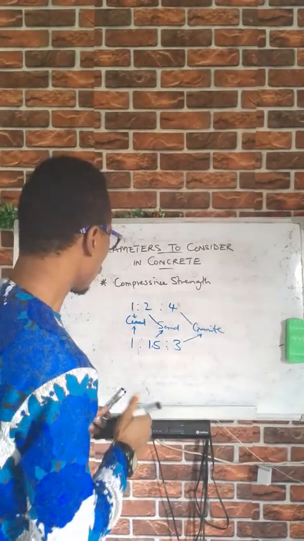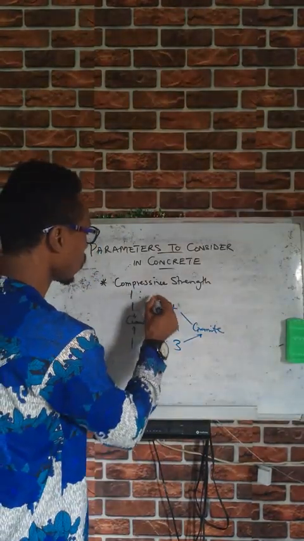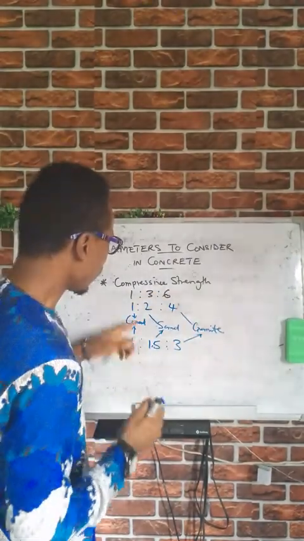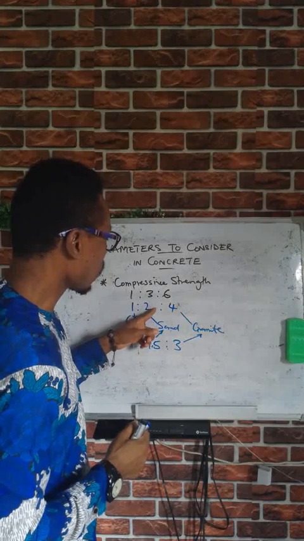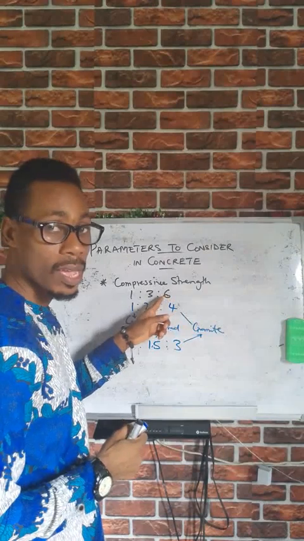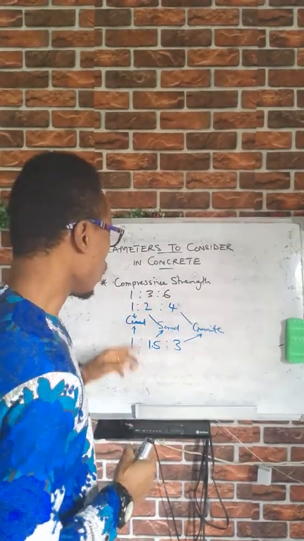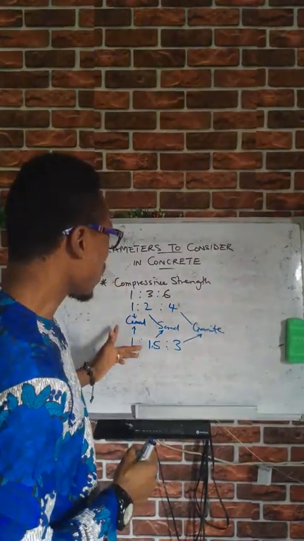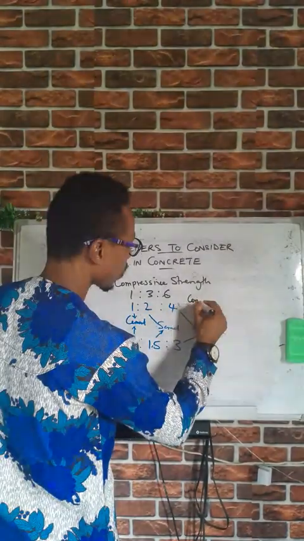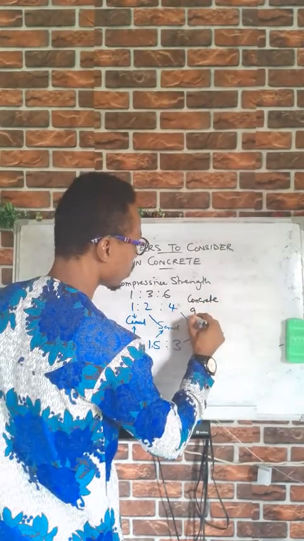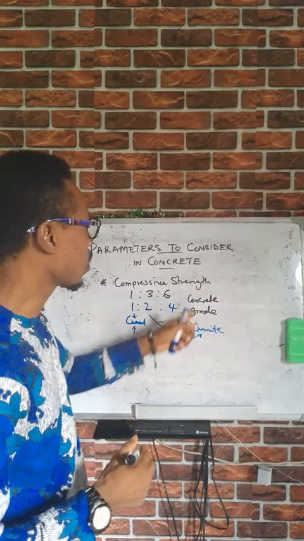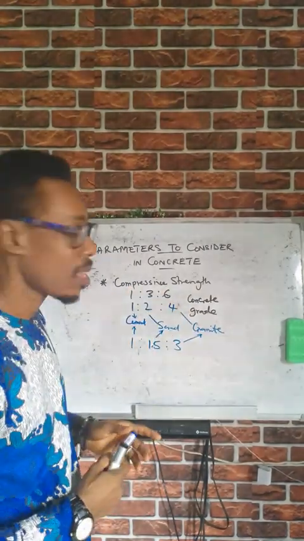Also, you can have 1:3:6. You can see that the strength you get from the previous ratio will be higher than the strength you get from this mix ratio. So now these ratios are guided by what we refer to as concrete grade. This concrete grade talks about the compressive strength.